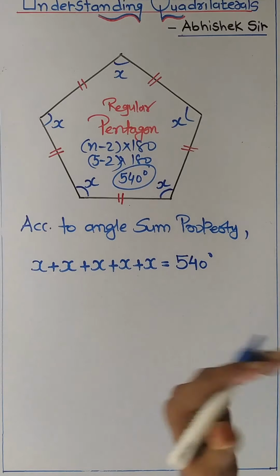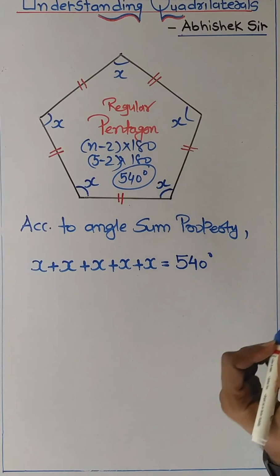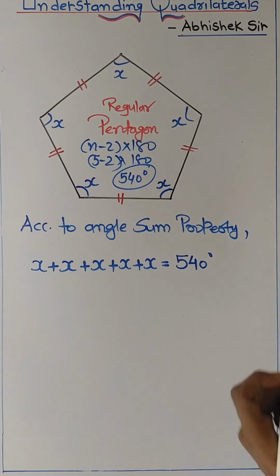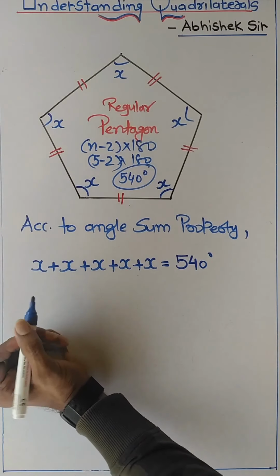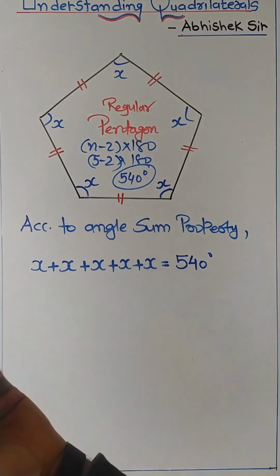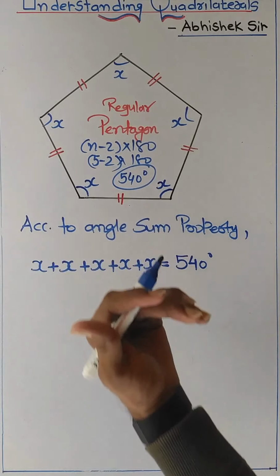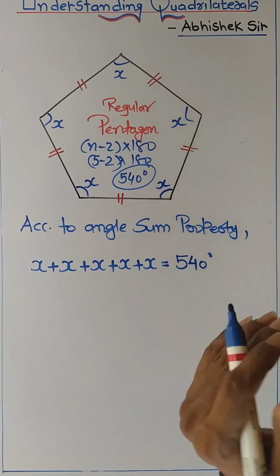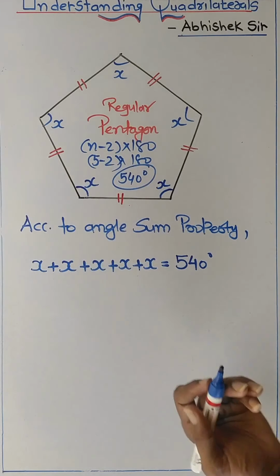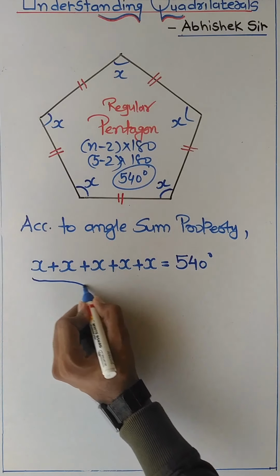Slowly you will remember all the angle sums as we practice more questions, right? So for a triangle it is 180, for a quadrilateral it is 360, for a pentagon it is 540. This you will remember, but if you don't remember, use this formula, right? So how many x are there?